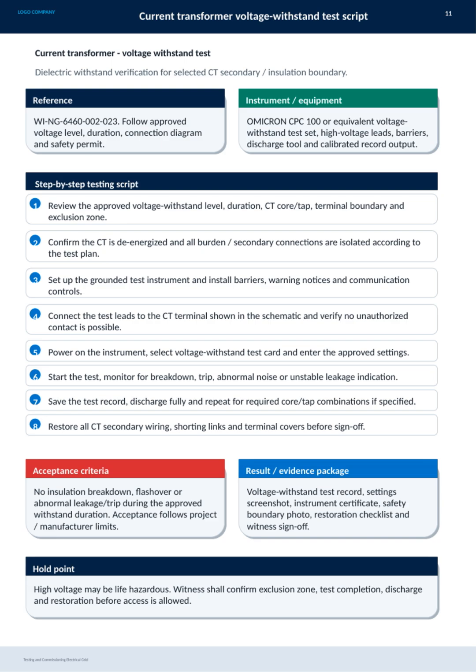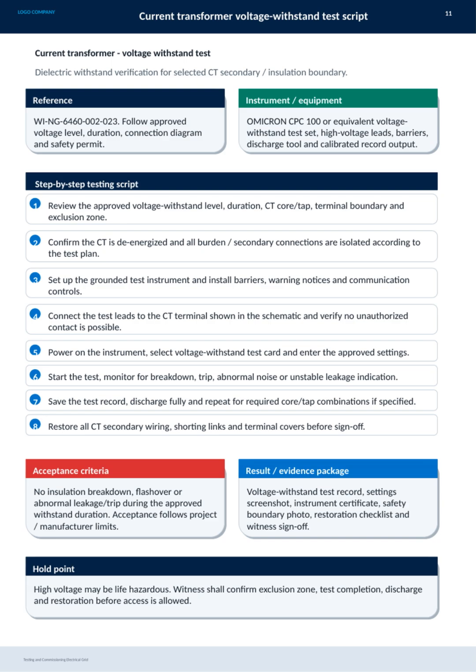The step-by-step script starts with reviewing all approved parameters and confirming the CT is de-energized with secondary connections isolated. Then we set up the grounded test instrument, install barriers and warnings, and connect test leads according to the schematic. It's important to power on the instrument, select the correct test card, and enter the approved settings carefully. During the test, we monitor for any breakdown, trips, abnormal noises, or leakage that might indicate a fault. After completing the test, saving the records and fully discharging the equipment is essential.